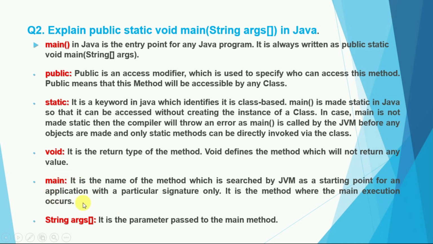Okay, and main is basically the name of the method which is searched by the JVM, and we can say it is the starting point of an application with a particular signature only, the method where the main execution occurs. So main is the starting point of any Java program, and String args is the parameter passed to the main method. We will discuss String args later. Okay, so I hope you understood public static void main.